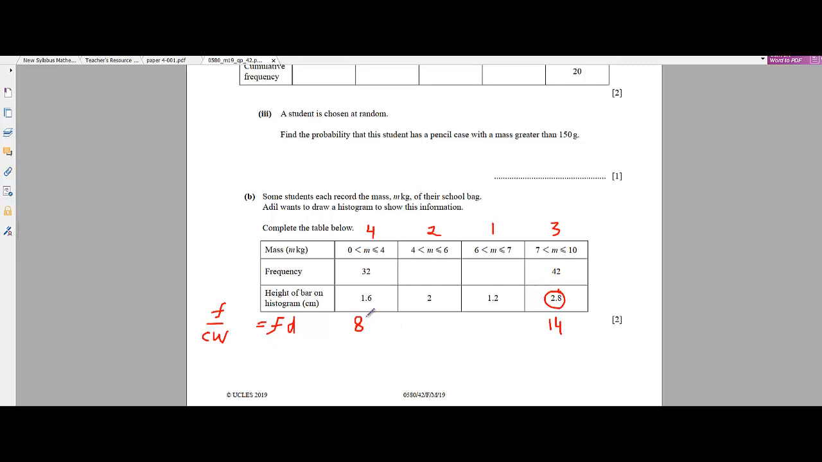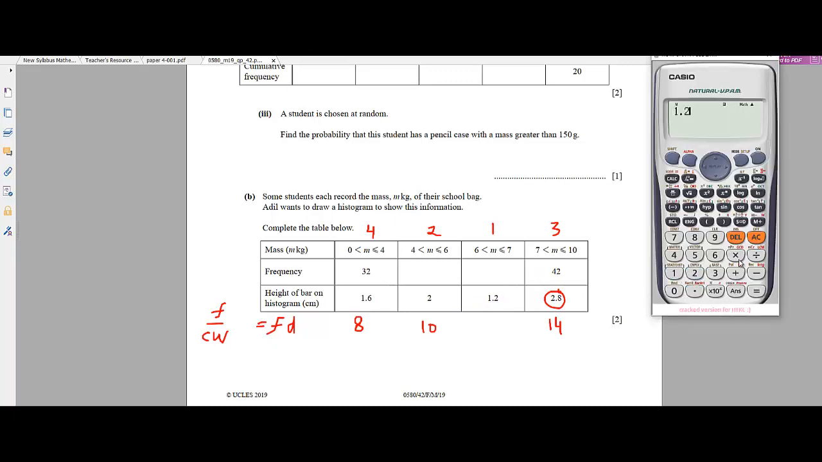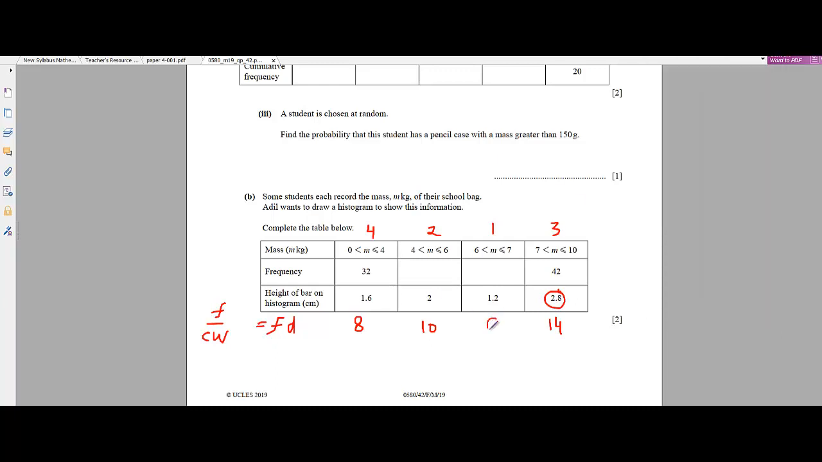So what idea did we get here? We got that these values used to draw the histogram are obtained just by dividing the actual frequency densities by 5. So to get the actual frequency density from these numbers, we have to multiply these by 5. So the actual frequency density of this 2 will be 2 times 5, it is 10. And 1.2 multiplied by 5 is 6. So the actual frequency density of this is 6.